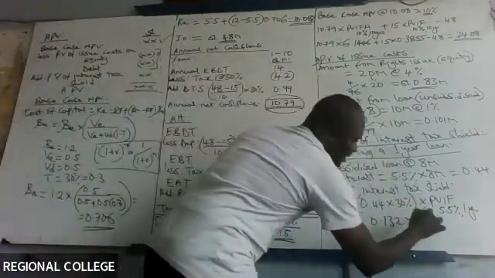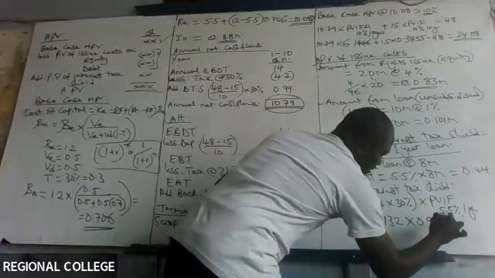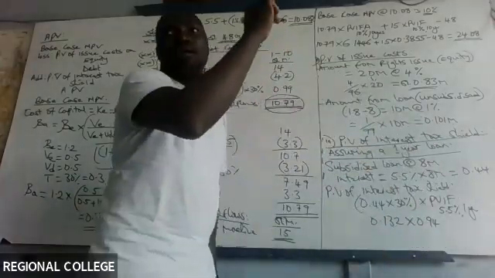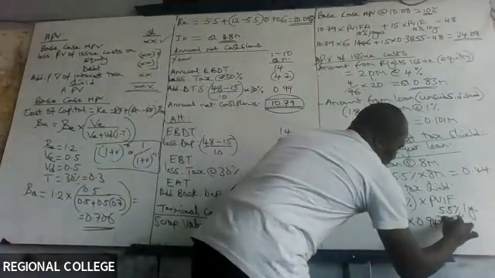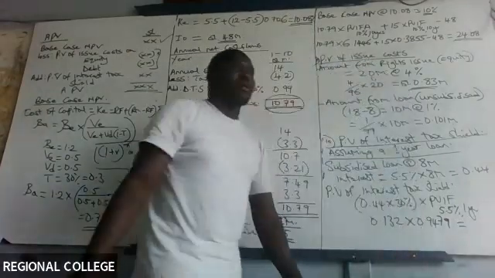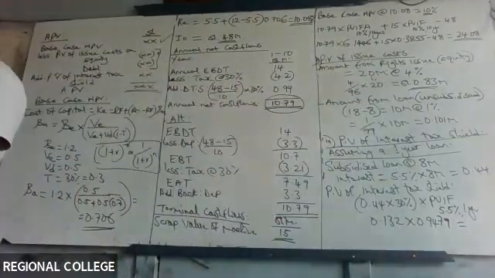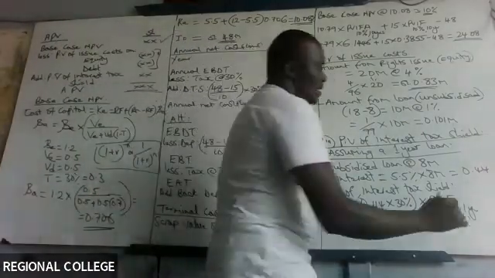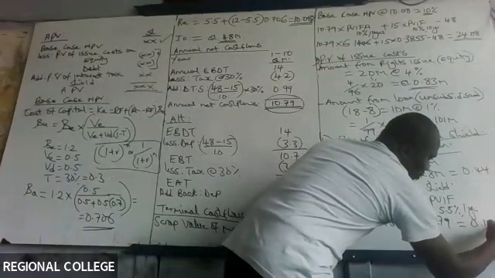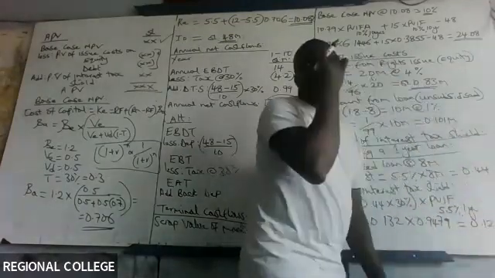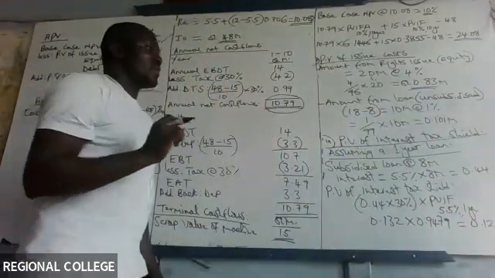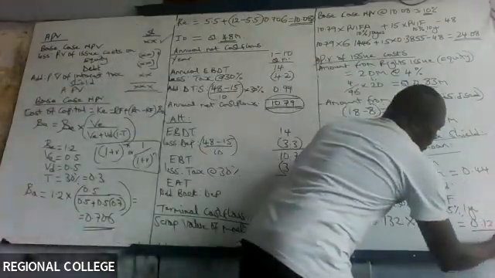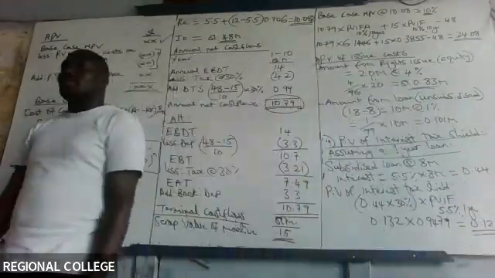Zero point. Next four. 7.9. Zero point. 1.25. 1.25. So imagine you need to repeat the same when the loan is given.